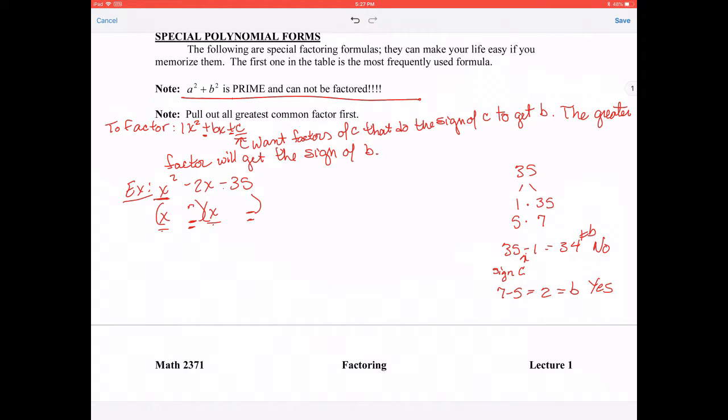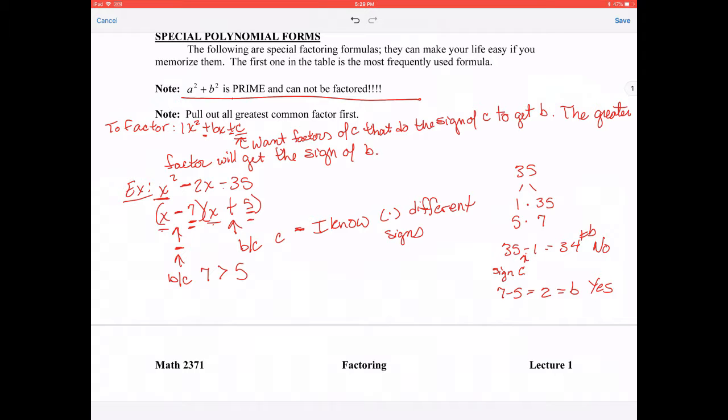Okay, so that means I have a 7 here and a 5 here. All right, so the greater is 7, so this is going to be a minus sign because 7 is greater than 5. Right? So that tells me that this is a minus sign. And because c is negative, I know my parentheses have different signs. Okay, so this is a plus. Okay, so that's how we factor that.